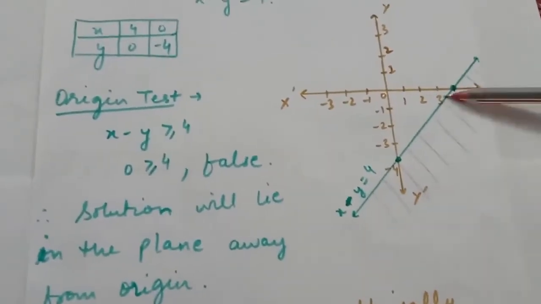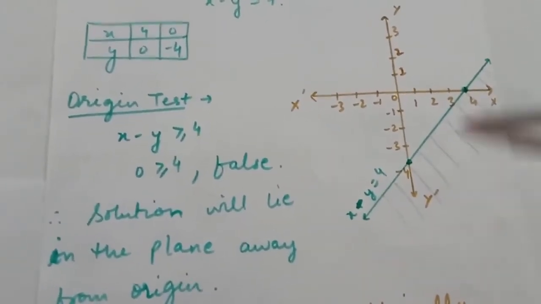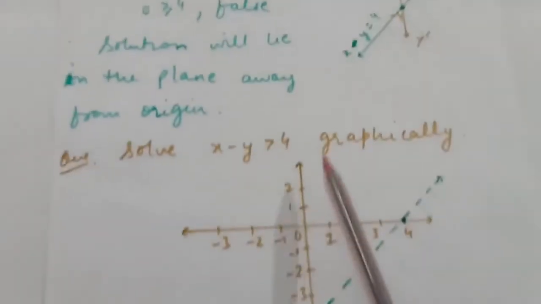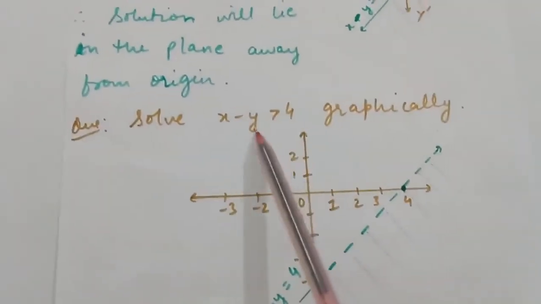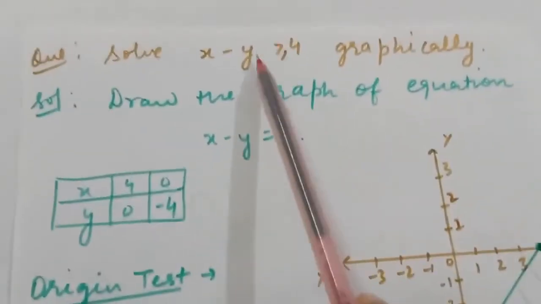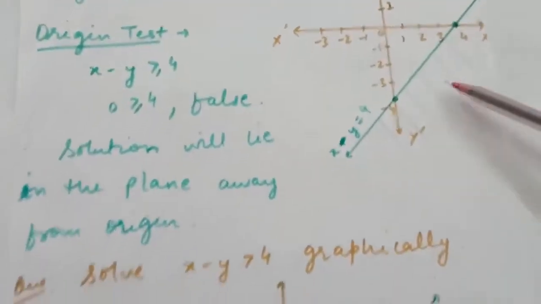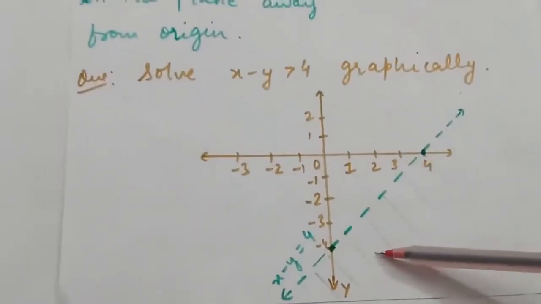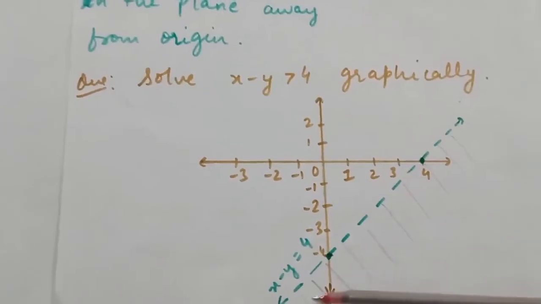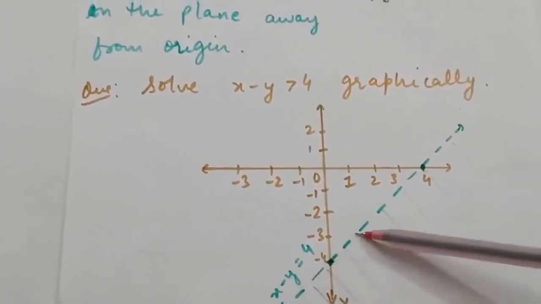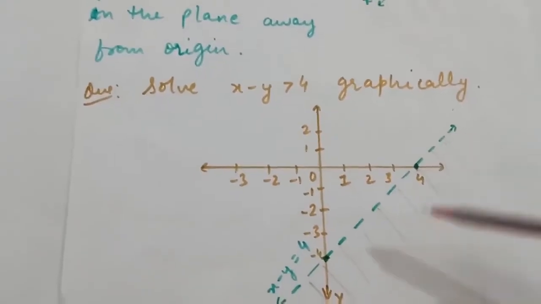So the solution will lie on this side, the plane away from the origin. Clear? Suppose in any question equality is not given, and it is the same question as above. Just equality is not given, so the solution will be the same. The solution will be this portion only, but the line will be dotted, because now equality is not there, so show the dotted line. Clear?